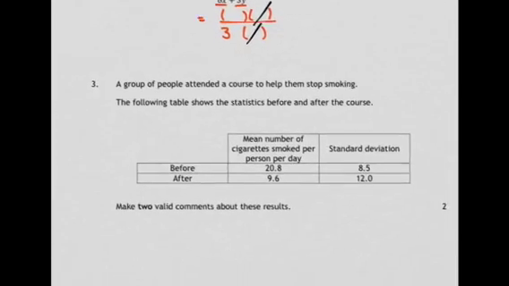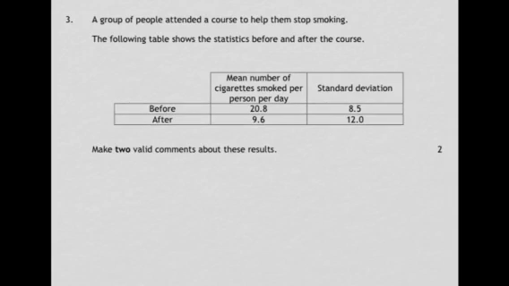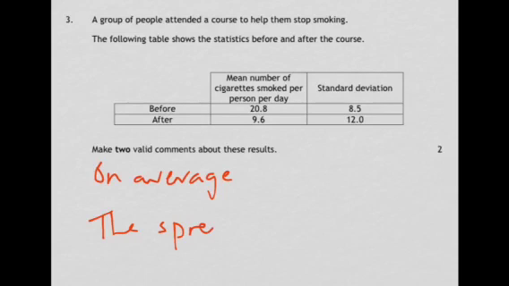Question 3, group of people attended, make 2 valid comments. Well, we know how to do that. We start off by saying that on average, and then we talk about the spread. But remember, we need to talk about what the question's about. Okay, the mean number of cigarettes smoked per person per day, and then the standard deviation.